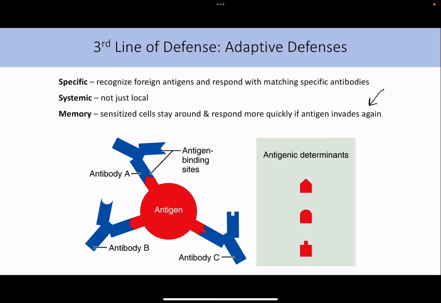So you'll see here the antibody A that's very specific to this triangular shaped antigen. Here's antibody B that's very specific to this round shaped antigen here. And then antibody C, which is very specific to this irregularly shaped antigen there. Okay, so it's very, very specific antigen to antibody binding.